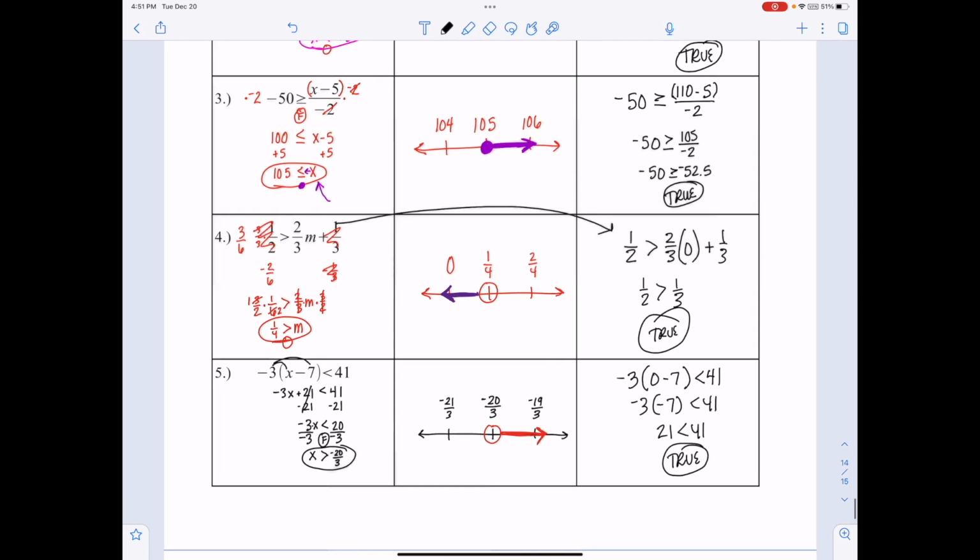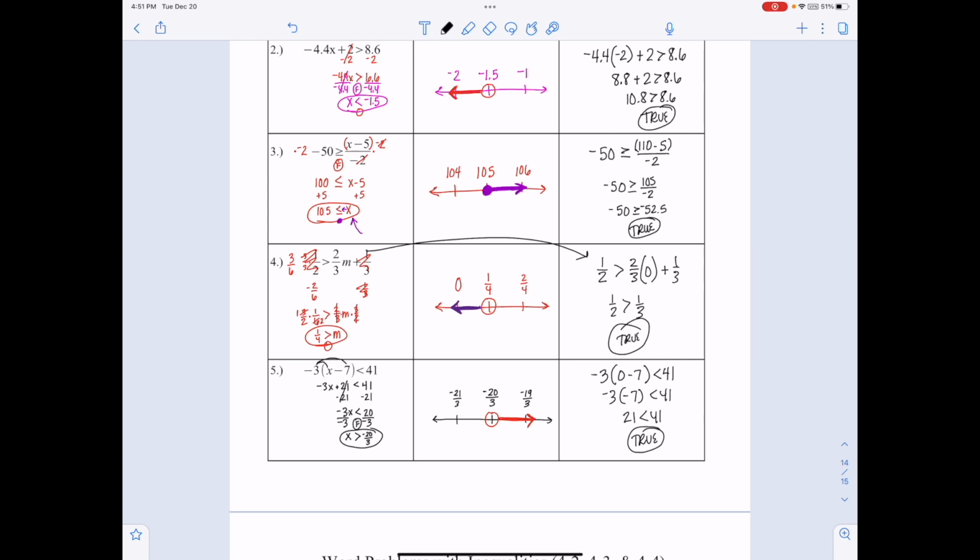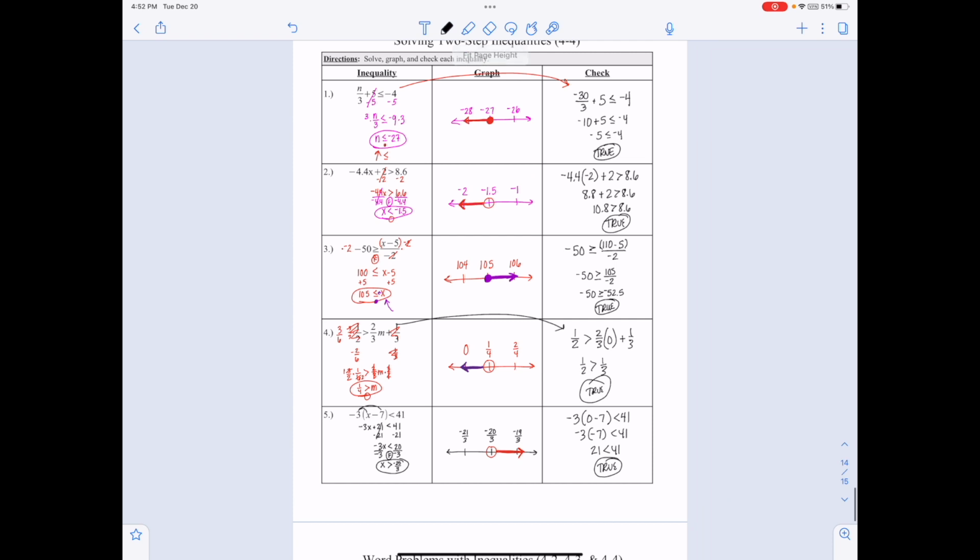So this is the process of solving, graphing, and checking two-step inequalities. You can see it's not much different than what you're normally used to. You just have to remember that one rule: when you multiply or divide by a negative, you have to flip the sign.